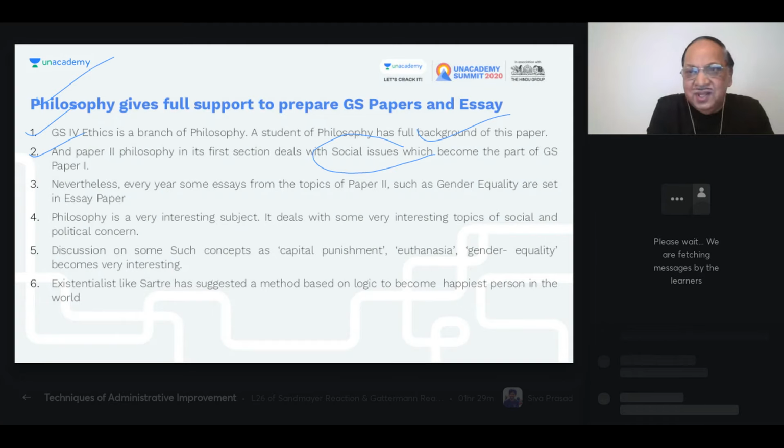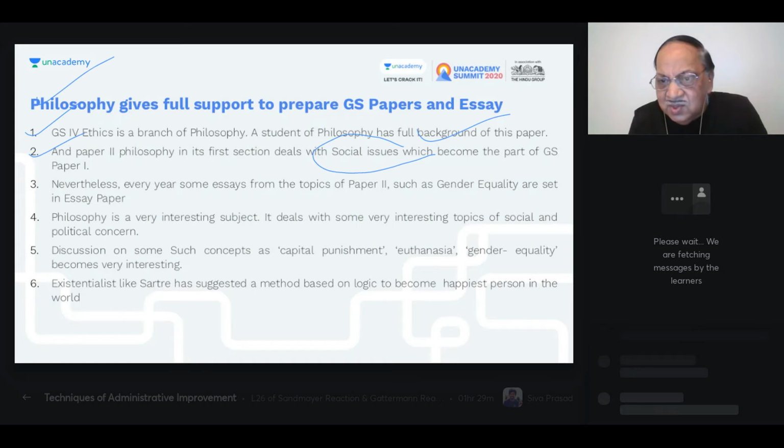GS paper 4, you will have the grip of that paper very easily when you are studying or opting for philosophy as an optional. And the second, this part also comes in GS paper 1 in the name of social issue. So this is very important to know.